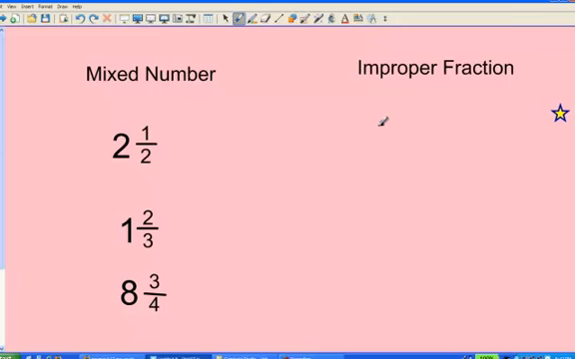New numerator, 5. And my denominator is going to be my old denominator. Old denominator is 2. 5 over 2. And that all will make sense.